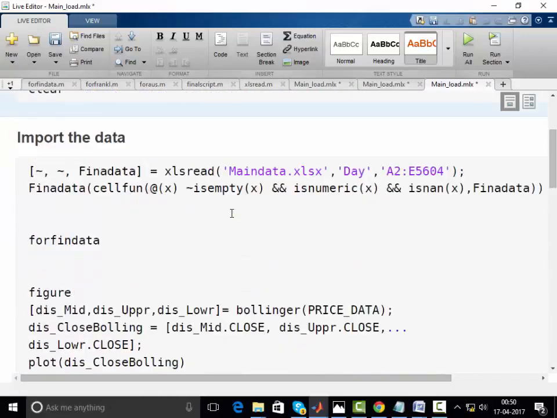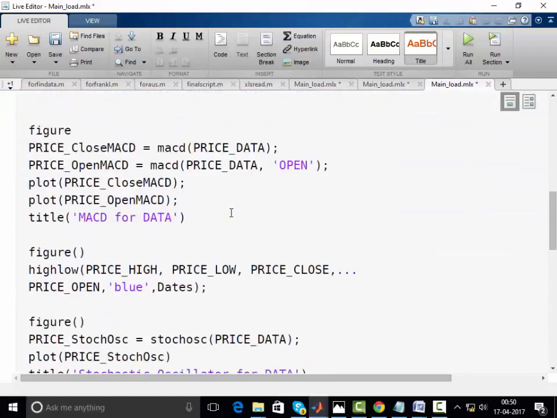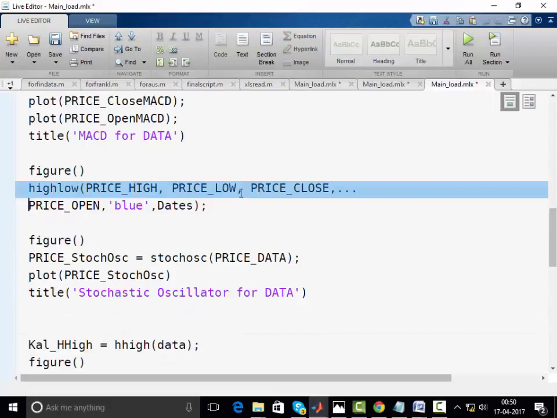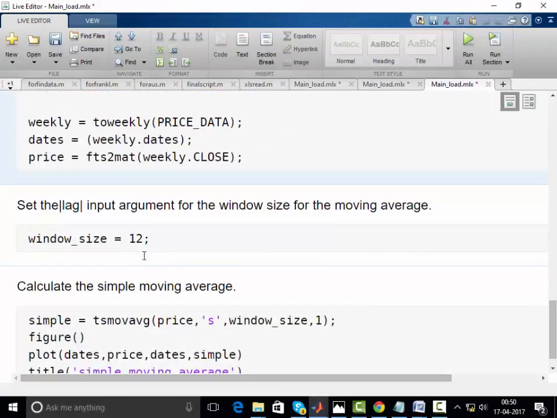This is a small piece of the program. Next time I'm going to show you how these bands will help you predict the next future outcome of the market.